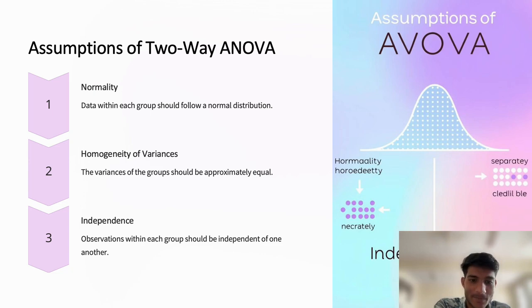Assumptions of two-way ANOVA. Number one, normality: data within each group should follow a normal distribution. Number two, homogeneity of variances: the variances of the groups should be approximately equal. Number three, independence: observations within each group should be independent of one another.